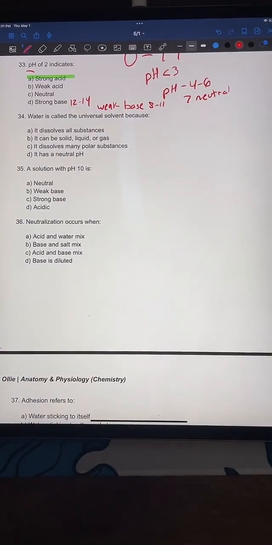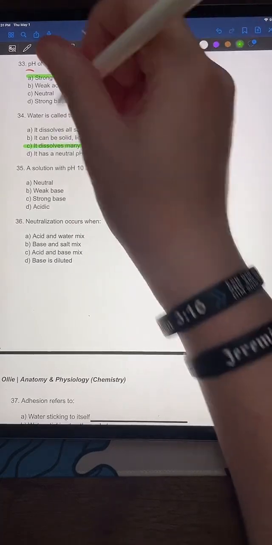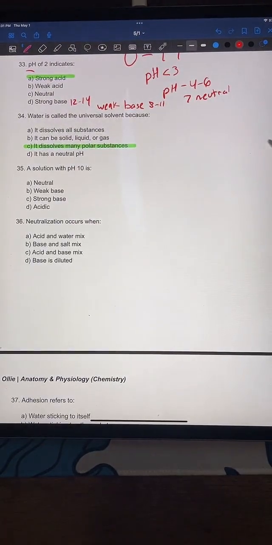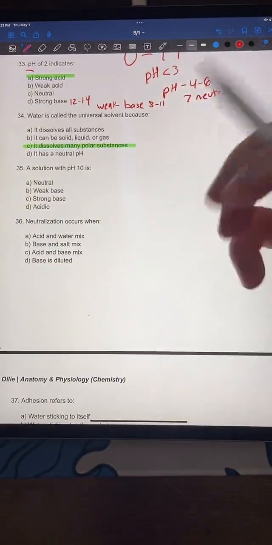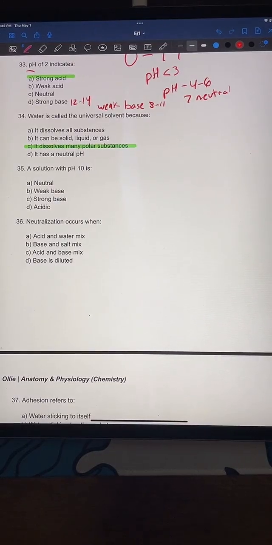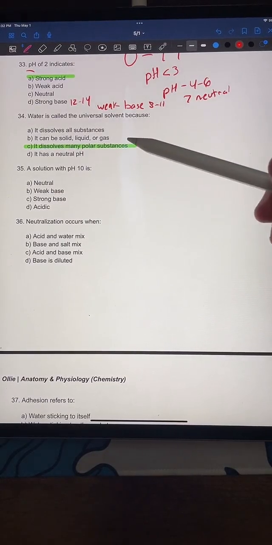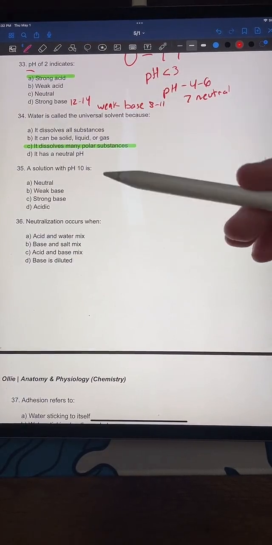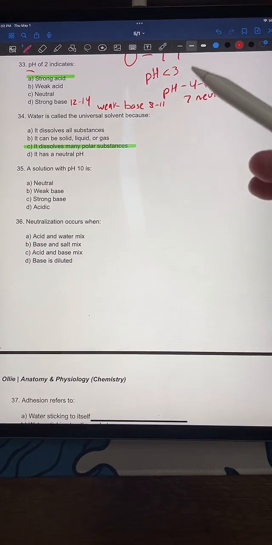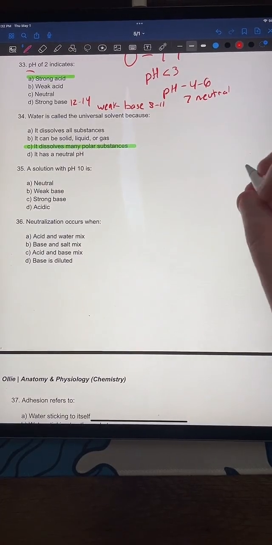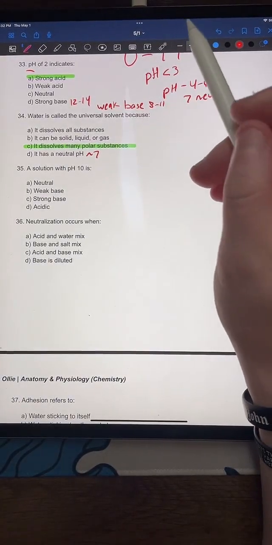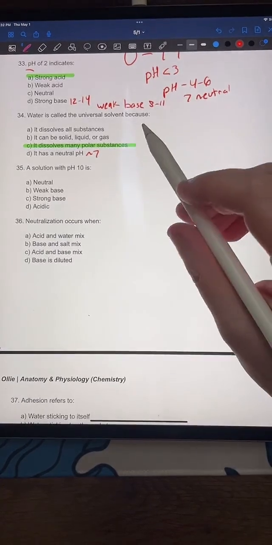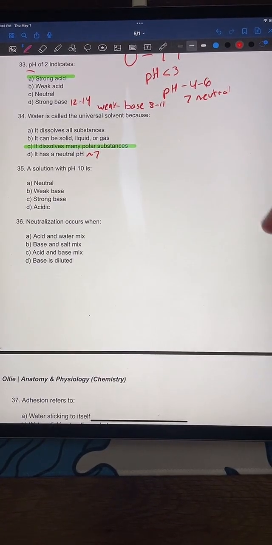Number 34, water is the universal solvent because it dissolves many polar substances. So it's true, it does not dissolve all substances. If you get water on your skin, it doesn't dissolve. Answer is B. Being able to change states doesn't refer to it being a solvent. And neutral pH is not the reason for its dissolving power. Again, it has a pH of about 7, so it's neutral. But dissolving all substances is false. Water's polarity is what allows it to dissolve ionic and polar molecules.